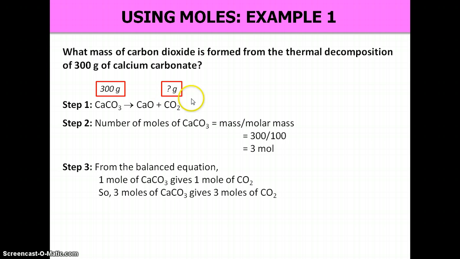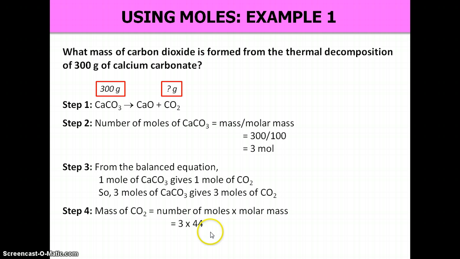We wanted the mass of carbon dioxide. We've got the number of moles at the moment. We now know that the mass of something is equal to the number of moles times its molar mass. So the mass of carbon dioxide is equal to the number of moles of carbon dioxide, which we calculated is 3, times the molar mass. So 3 times 44, which you might remember from before. Carbon dioxide: carbon at 12, 2 lots of oxygen at 16 each. 132 grams of carbon dioxide are formed from 300 grams of calcium carbonate.